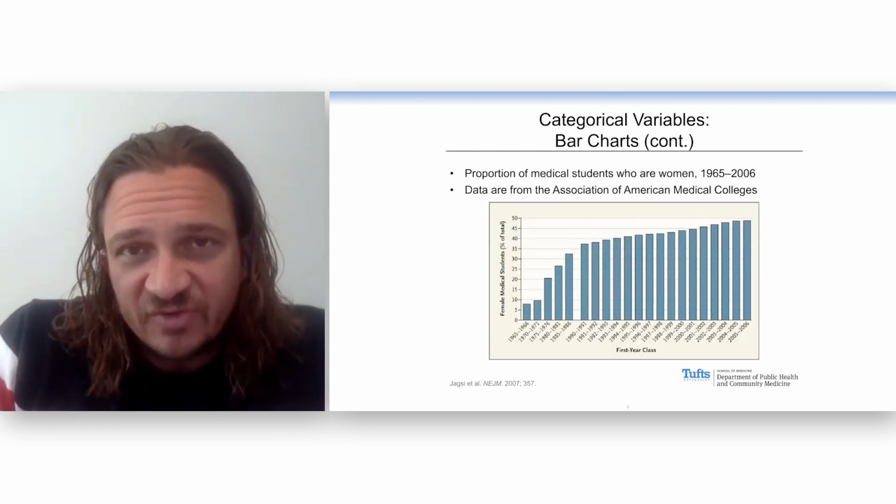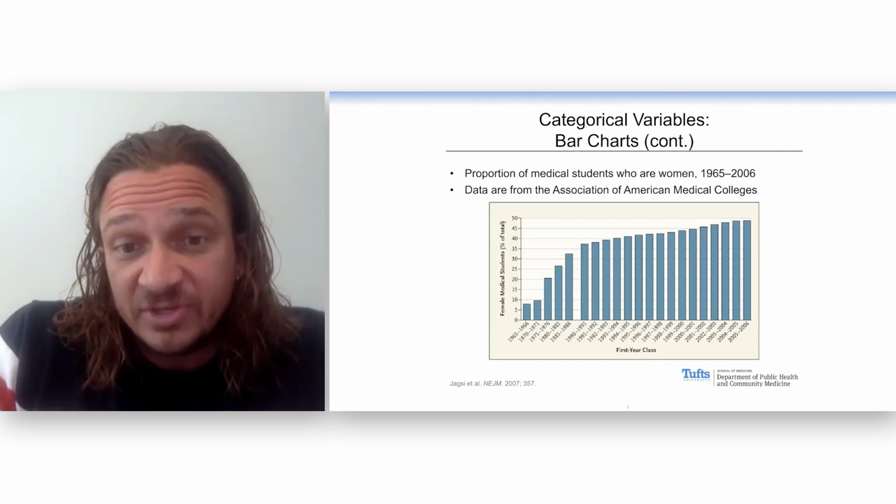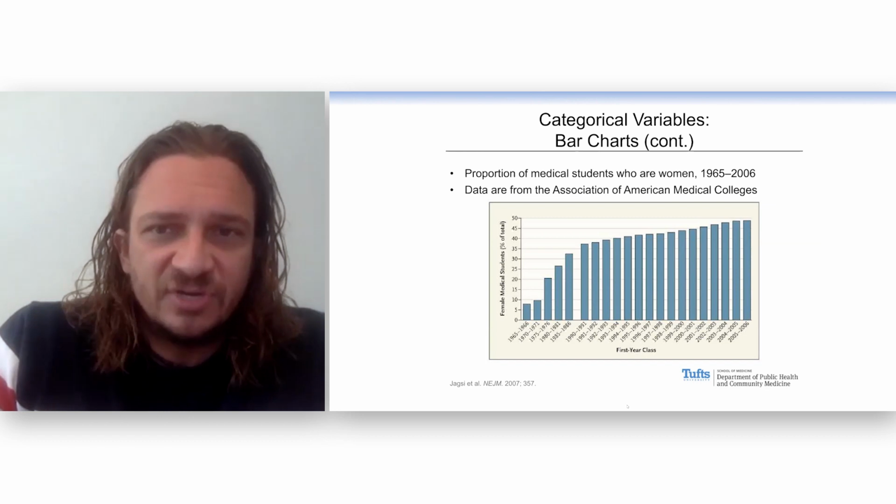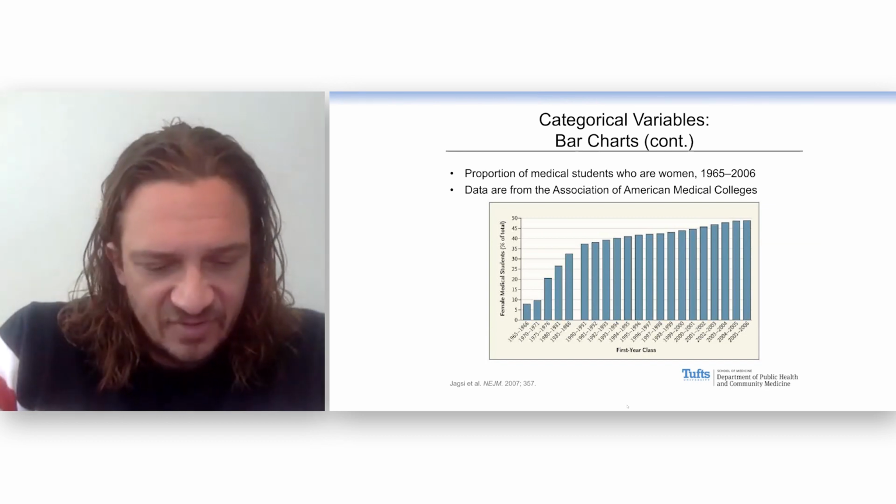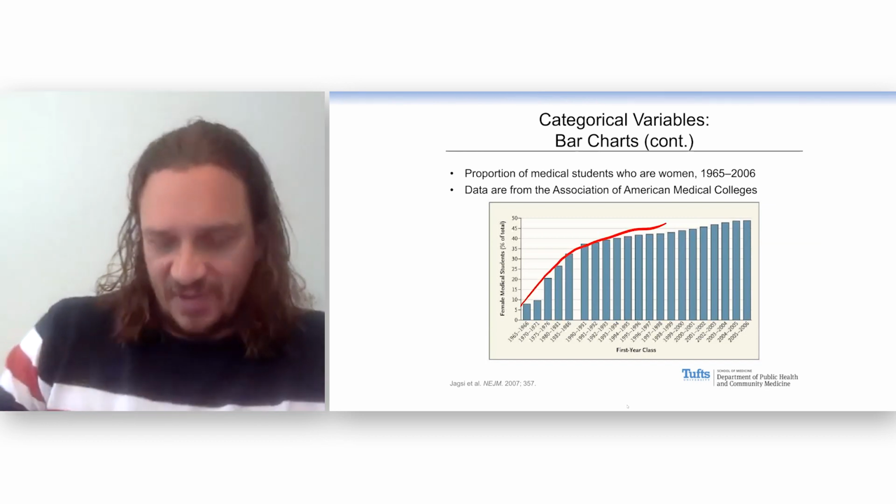Bar charts can show interesting things when we put other variables on. Here's a trend over time of the percentage of medical students who are women from 1965 to 2006. And it allows us to sort of see patterns.